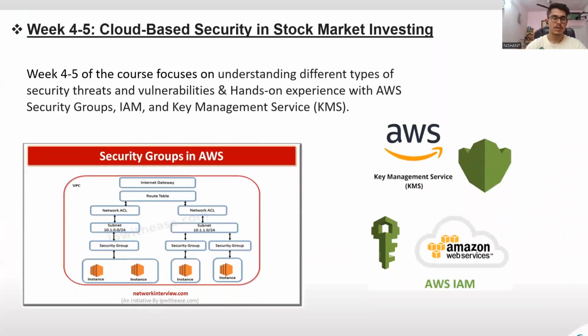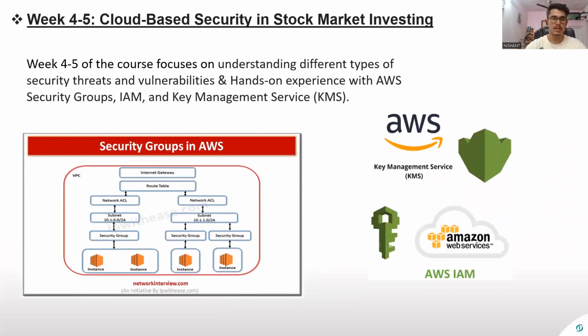So the fourth and the fifth week of the second month includes cloud-based security and stock market investing. The fourth and the fifth week of the course focuses on understanding different types of security threats and vulnerabilities. It also provides hands-on experience with AWS security groups, IAM, which is Identity Access Management, and KMS, which is Key Management Services. So these all services are provided with AWS. We can also use Google Cloud as well as Azure.